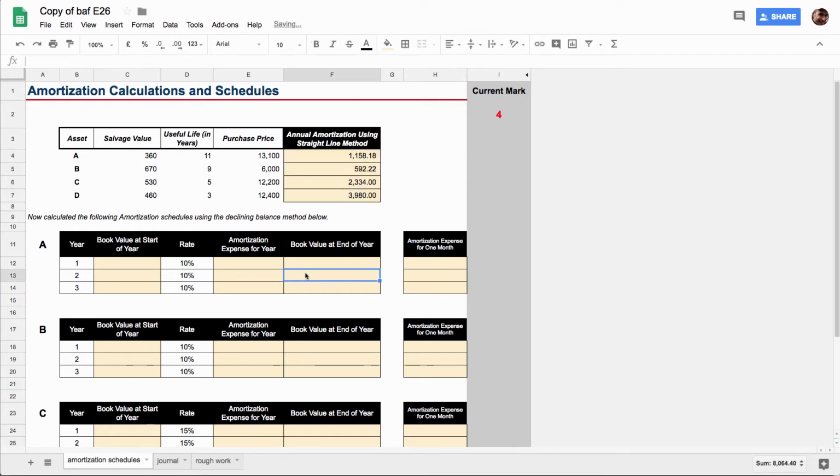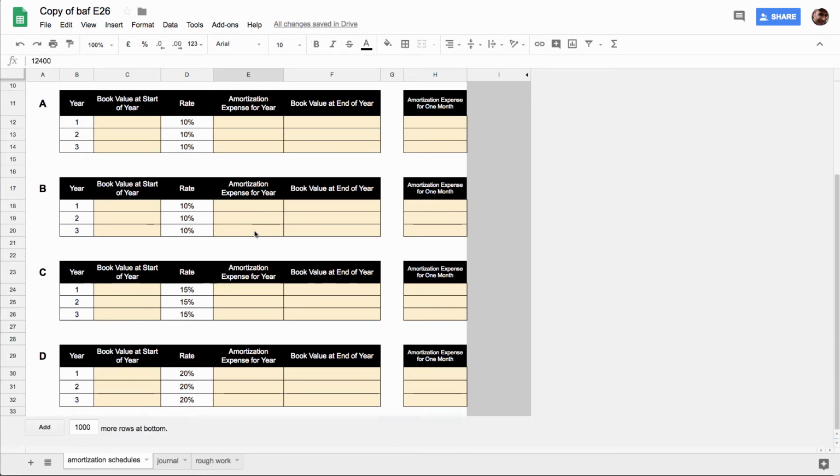Okay, so let's do D for declining balance. So it's the same asset, but what if we amortize it using declining balance? Now for straight line, this is the annual amortization rate all the time, which is why it's called straight line, because if you graphed it, it would be a straight line of amortization value. But declining balance is different, and I'll show you how. So we still need this number. So we go down here to D.